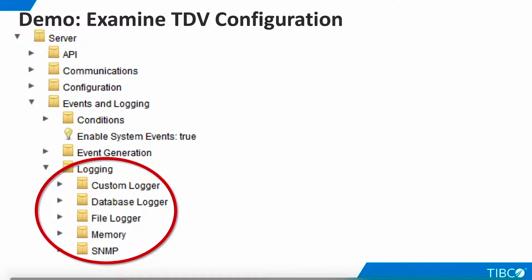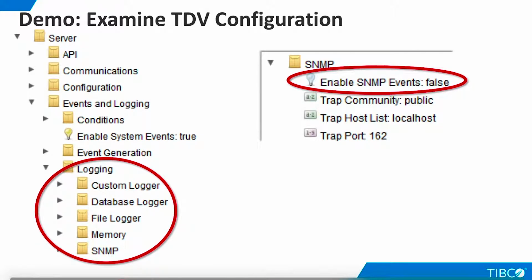We open the SNMP folder and see that SNMP events are disabled by default. To create SNMP events, be sure to set this option to True. Note that TDV publishes SNMP traps on the default port 162.